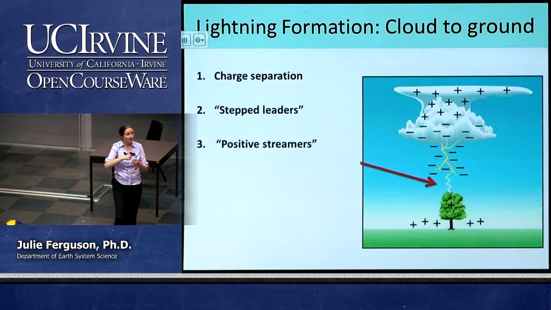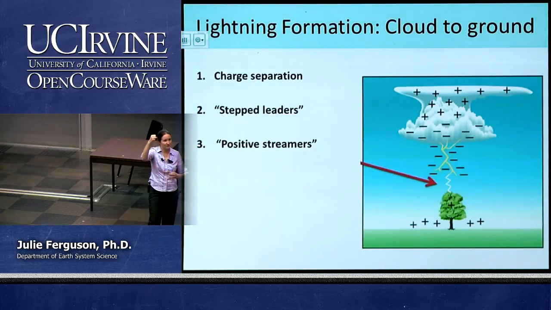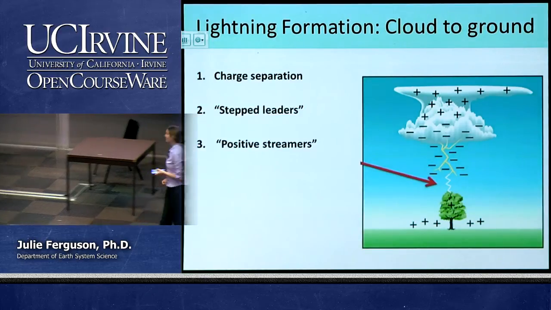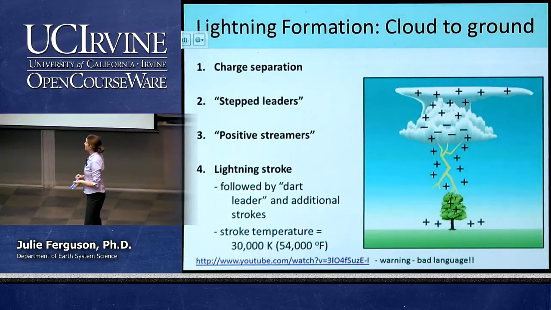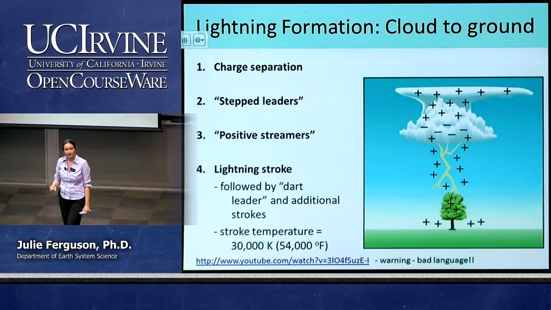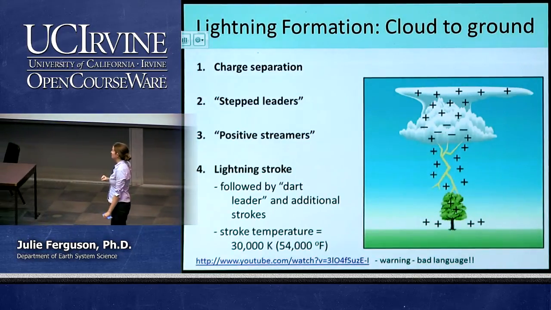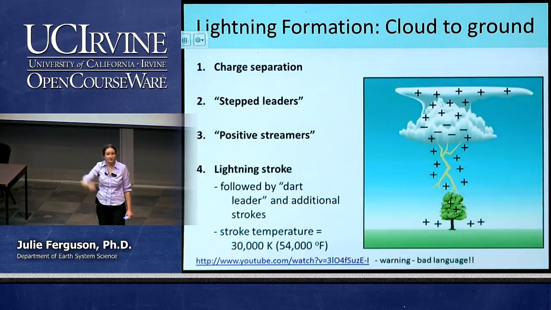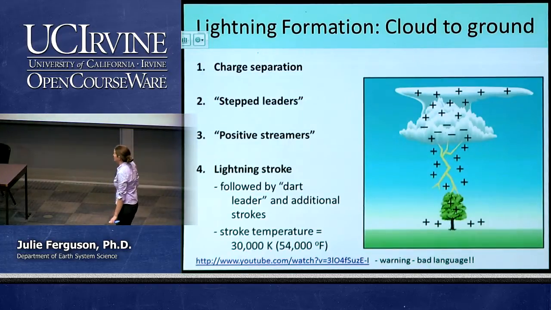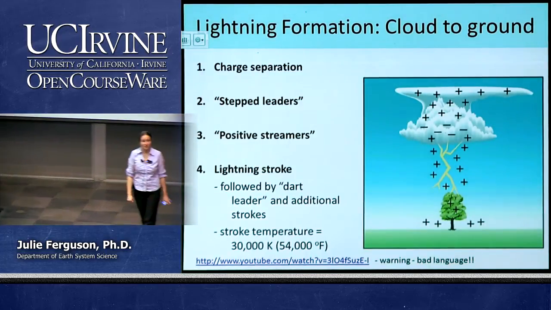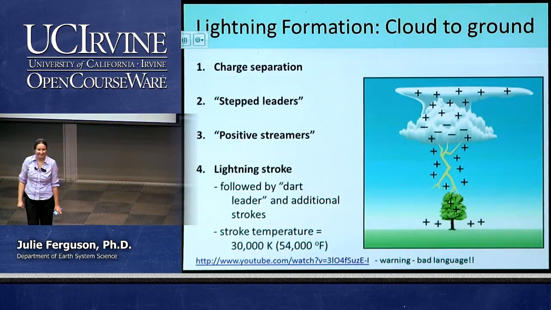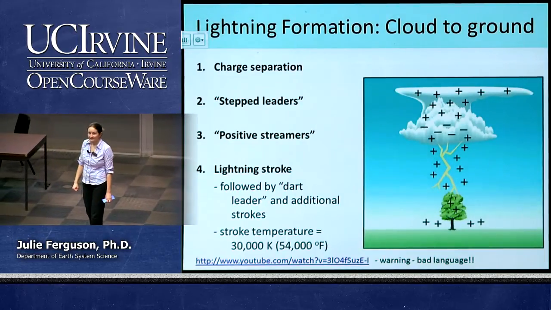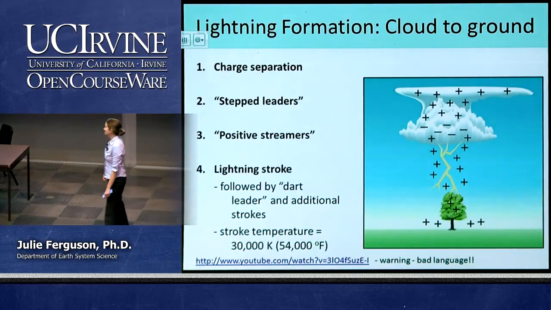Remember, unlike charges attract. So that really strong negative charge attracts positive charge from the ground. And when those two meet, we get our lightning stroke. And it actually isn't just one stroke. We get what we call the dart leader, okay? But then actually there's several pulses of charge, of electrons rather, moving from the cloud to the ground, okay? And the temperature when we get this lightning strike is about 30,000 Kelvin. It's 54,000 Fahrenheit.